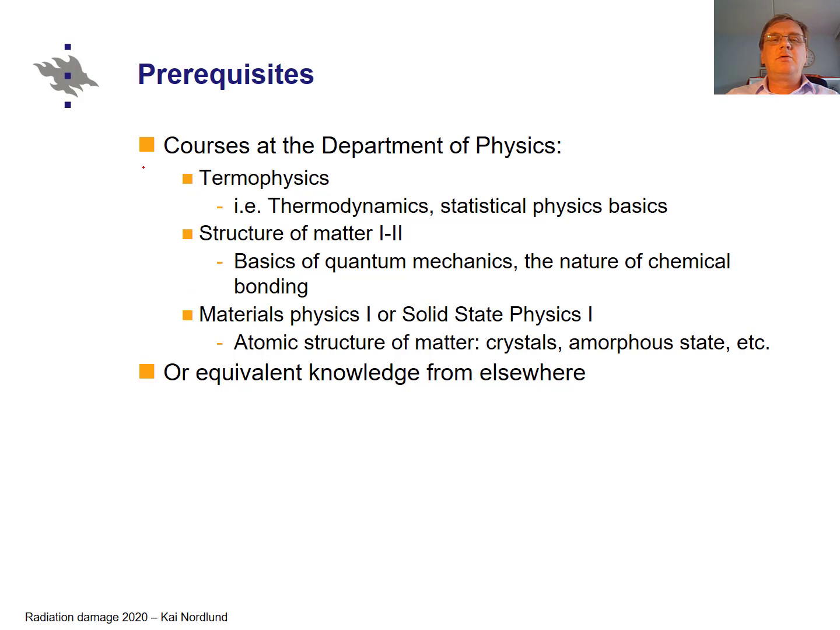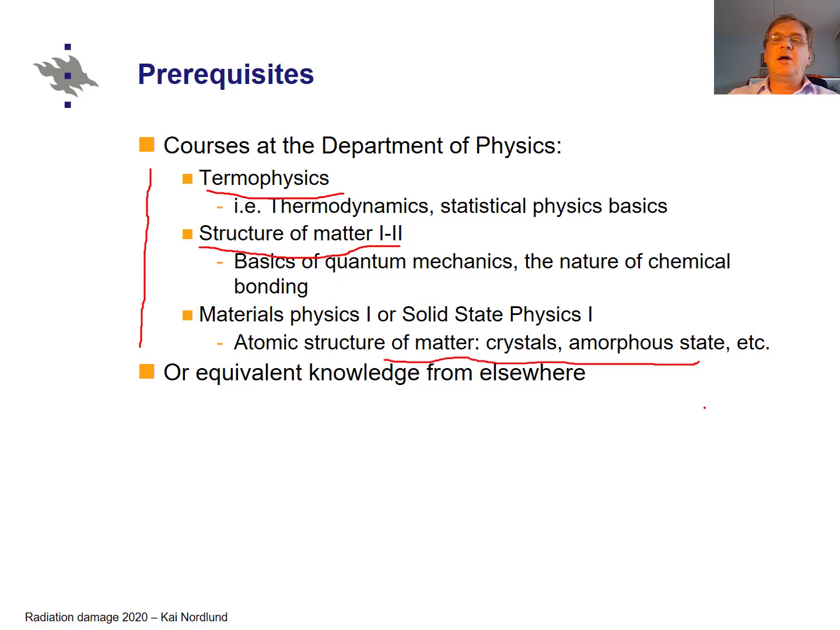So what should you know to take this course? At our department, we have courses in thermophysics or statistical physics, the structure of matter, and materials physics. And I would believe that most physics or material science departments in the world have something similar, and we assume that people have taken these courses. So basic thermodynamics, pressure, temperature, and so on. It's very important to understand that. We assume people know about crystal structures. We don't give the basics of crystal structures, but we assume that people know this. And then also somewhat about other phases of matter.